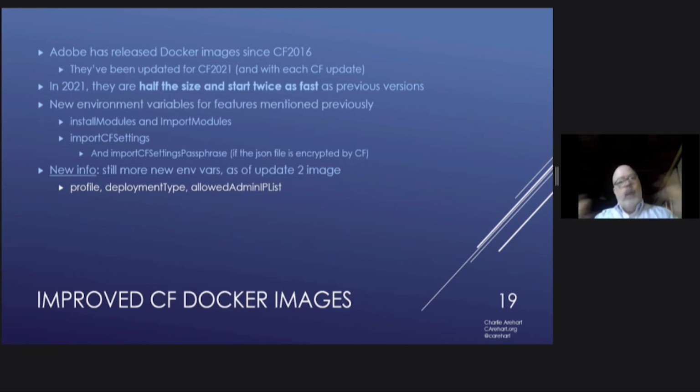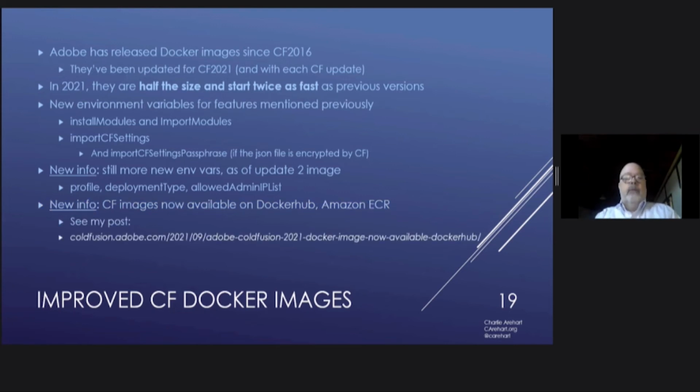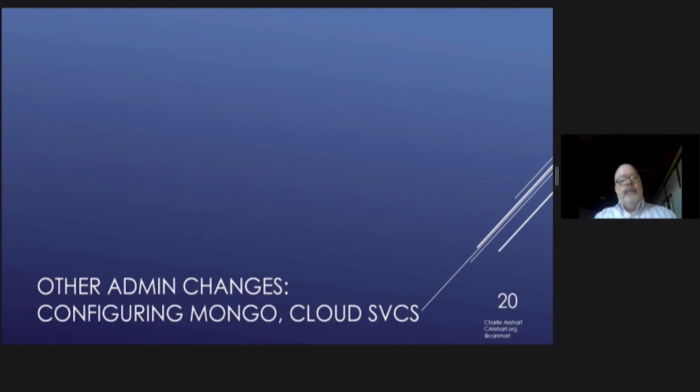So again, these are just ways that the Docker image is expanding to make it more configurable via environment variables instead of having to worry about configuring CAR files or JSON config files. Now, this is potentially important to some people. The CF Docker images are now available on Docker Hub. Yay, finally. And Amazon ECR, excuse me. So you can just go to Docker Hub, search for ColdFusion, and it'll be among the top results that you find. And I did a blog post pointing that out with some more details, so you can check that out.